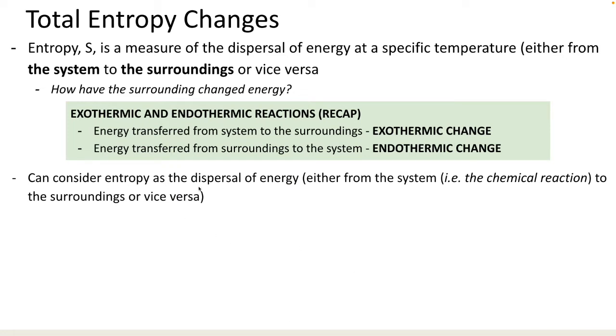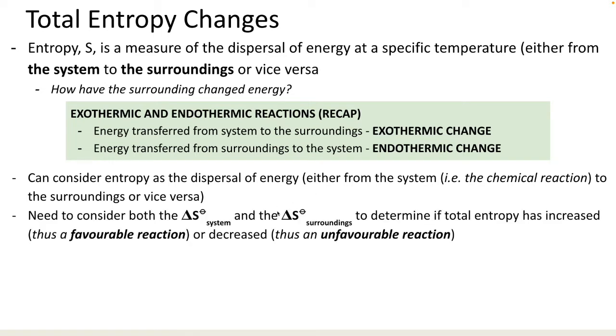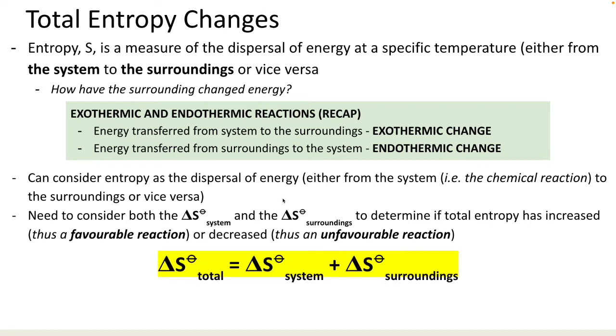So we can consider entropy as a dispersal of energy either from the system to the surroundings or from the surroundings to the system. And so far we have only looked at the system, and we've got to look at the surroundings as well. We need to consider both the entropy change of the system and the entropy change of the surroundings to determine if the total entropy has increased, thus it will be a favorable reaction, or if the total entropy has decreased, thus an unfavorable reaction.